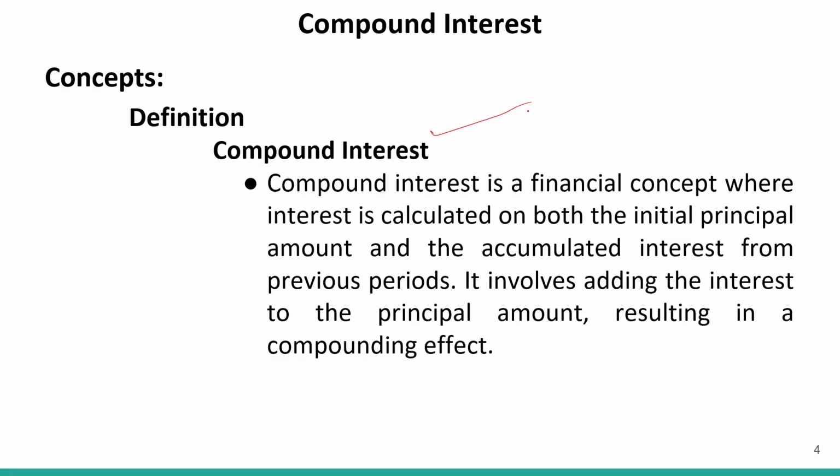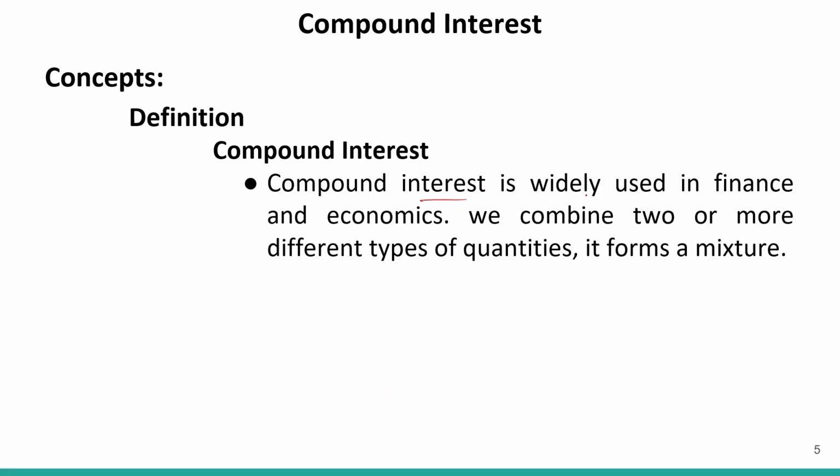Let's see the definition of compound interest. Compound interest is a financial concept where the interest is calculated on both the initial principal amount and the accumulated interest from the previous periods. It involves adding the interest to the principal amount, resulting in the compounding effect. Compound interest is widely used in finance and economics. When you get a loan from a bank, you actually get it on compound interest, because the loan amount and its interest get compounded and the compounding effect comes into the picture.